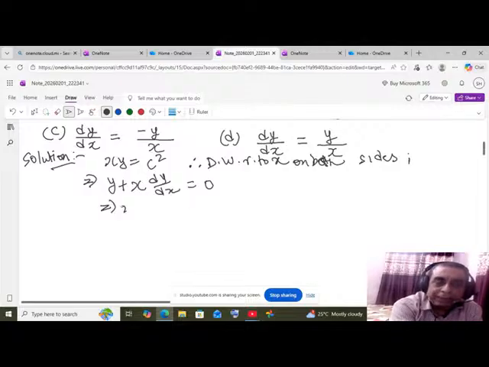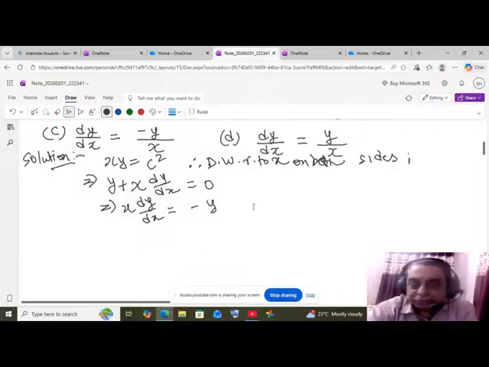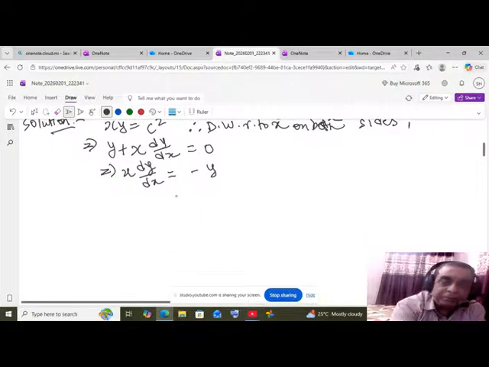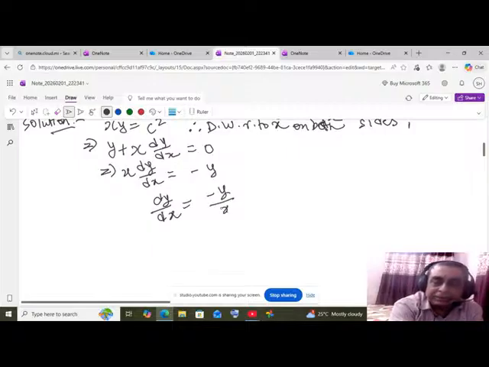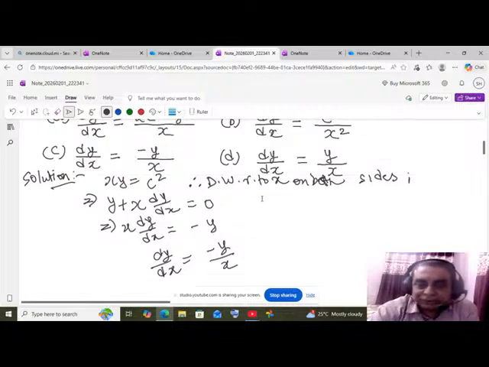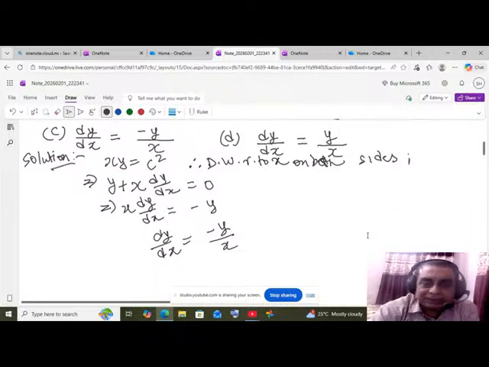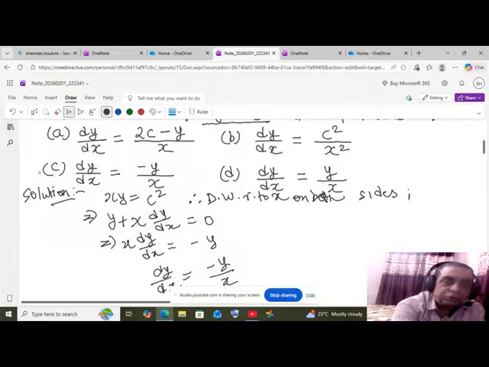So x dy by dx plus y equals 0. Moving y to the left, it becomes minus y. So what is dy by dx? The dy by dx value is minus y by x. So that is dy by dx. It matches with choice number C. So the answer is C.